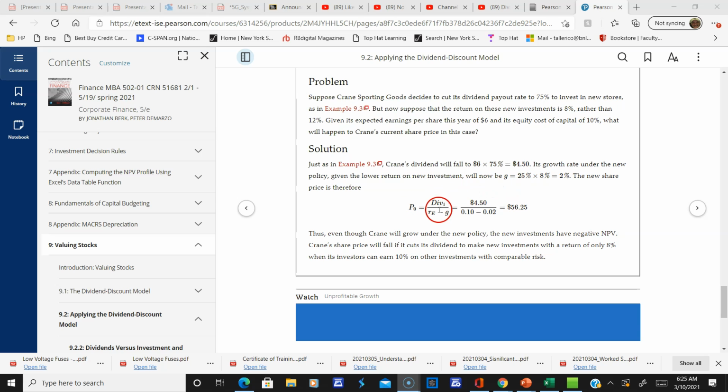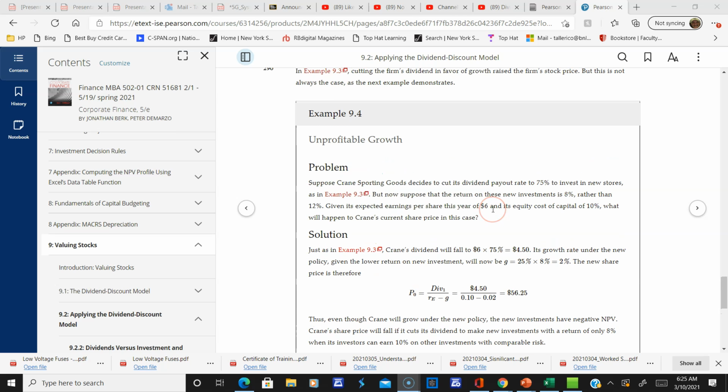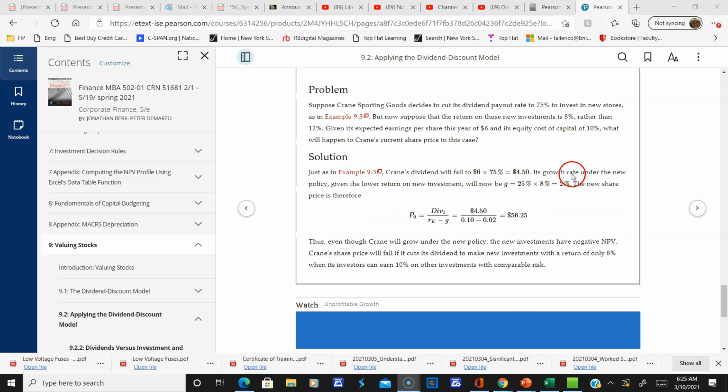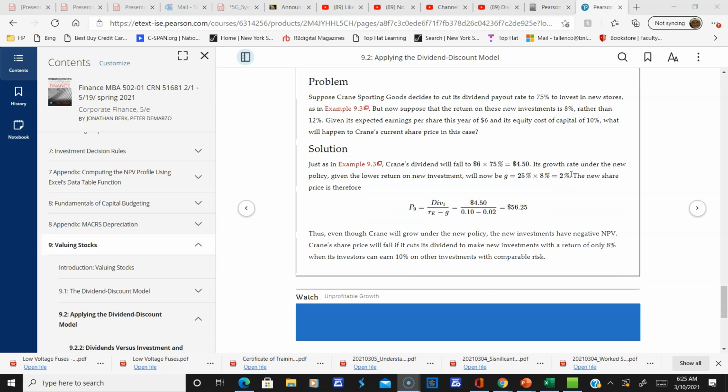So the new share price is going to be 4.50, which is the dividend, over the equity cost of capital, 10%, minus the growth rate of 2%, right? So the new share price is now $56.25.